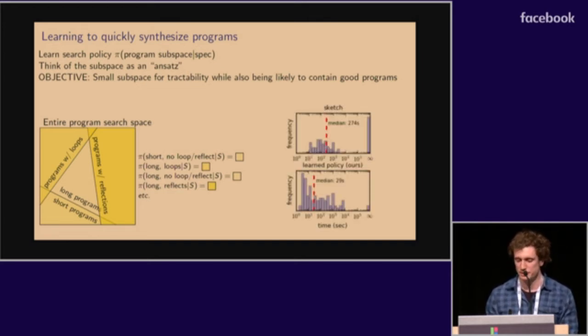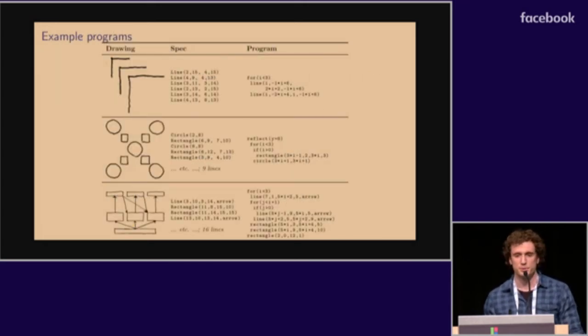If you don't use the policy, we end up taking around 280 seconds to synthesize a typical program, and once you do use this learned policy, we can synthesize most programs in about 30 seconds. Here the times are plotted on a log scale, and it's a histogram of the frequencies of different synthesis times. Here are some example programs that we synthesize. At the top, you see affine transformations like rescaling. In the middle, you see reflectional symmetries. And at the bottom, you see a long, complicated program that uses nested loops and conditionals.